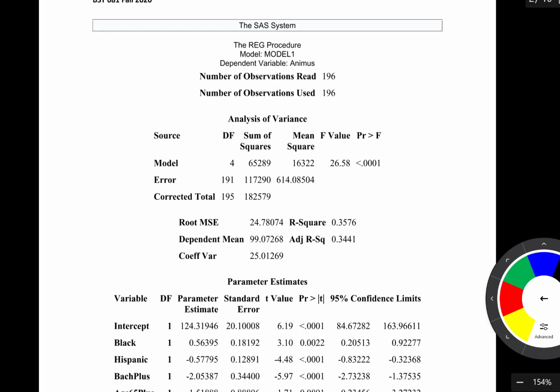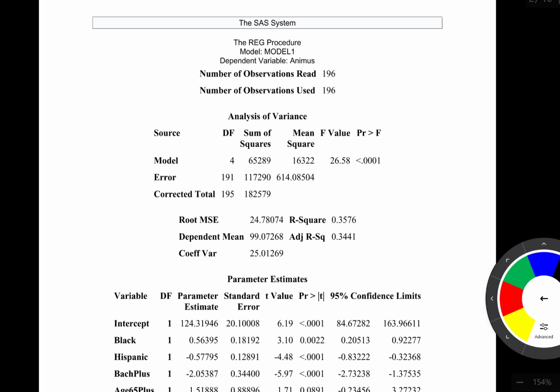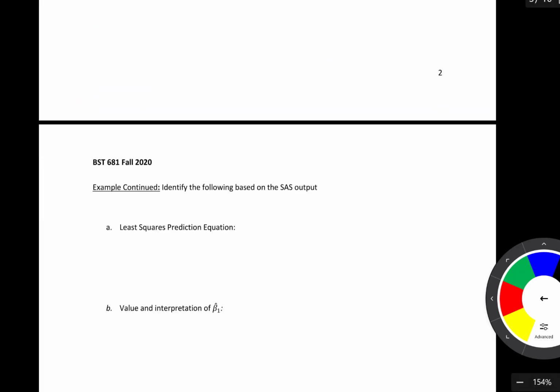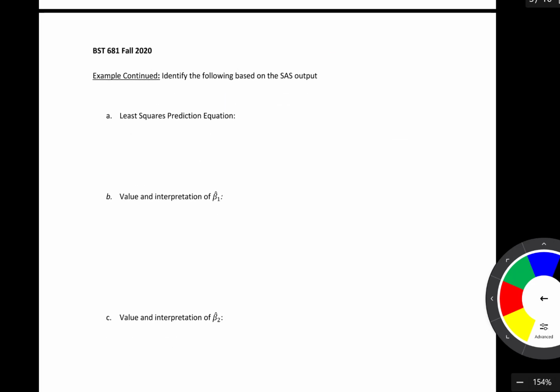You'll notice that the SAS output looks very similar to when we looked at simple linear regression, and down here we have the parameter estimates. Previously, with simple linear regression, we had an estimate for the intercept and an estimate for the slope. Here we still have the estimate for the intercept, but now we also have an estimate for the coefficient of each of our 4 predictor variables. Let's look at how to read this output and pull some information from it.